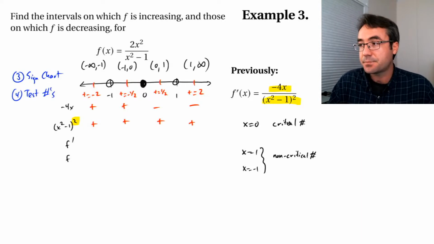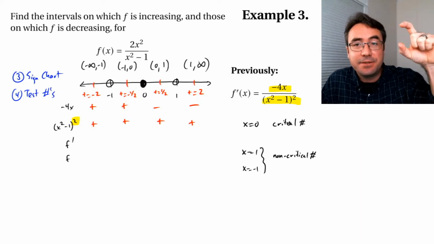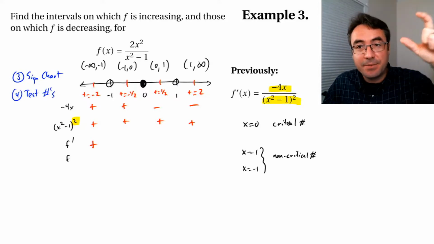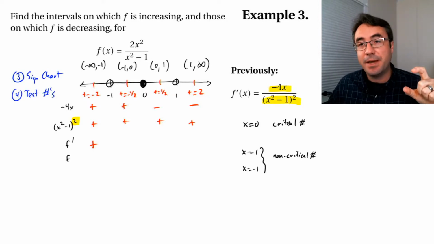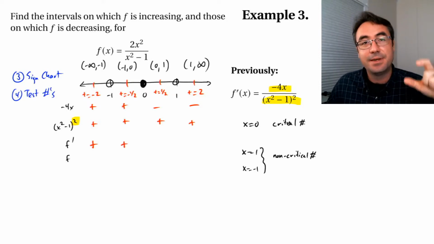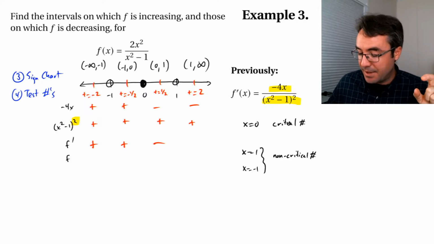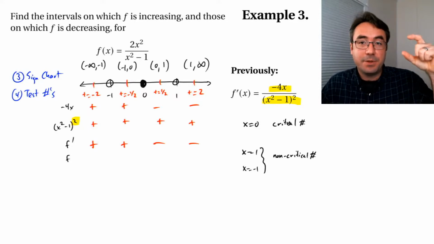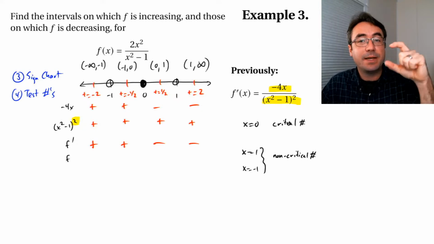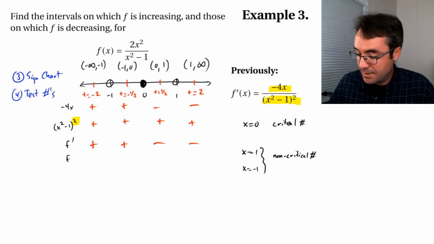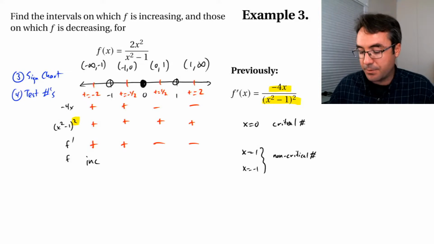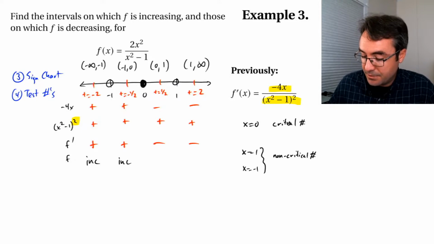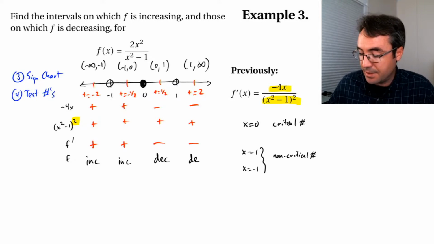It's negative. So when we take a positive number and divide it by a positive number, the result is positive. Same thing for the next interval. Negative divided by positive is negative, and negative divided by positive is negative. So we've figured out the places on our interval where f prime is positive and where f prime is negative. And so what that tells us about our original function is on that first interval, our original function's increasing. It's increasing, then it switches to decreasing, and then it's decreasing.